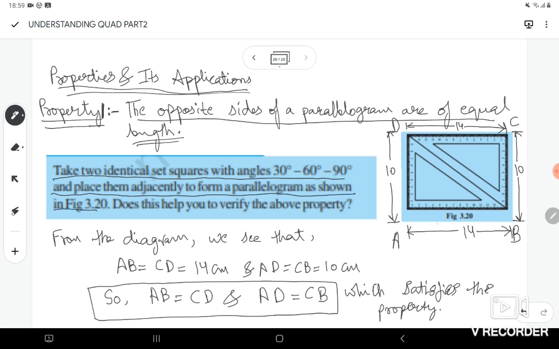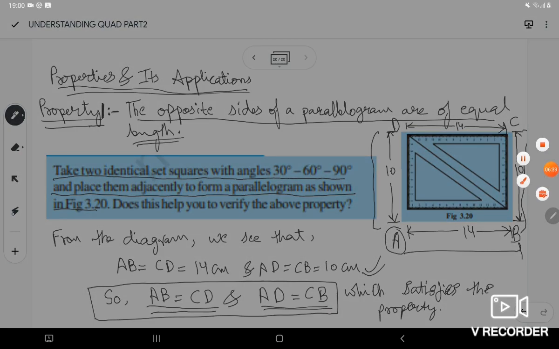From the figure you will be able to see that AB is equal to 14 centimeters and similarly CD is equal to 14 centimeters. Also AD you will find is equal to 10 centimeters and similarly BC or CB is equal to 10 centimeters. So from this we find that AB equals CD and AD equals CB, which satisfies the property.